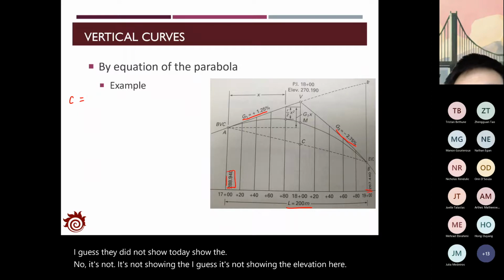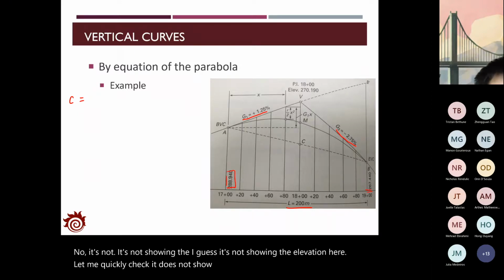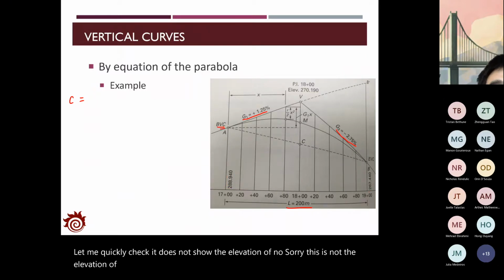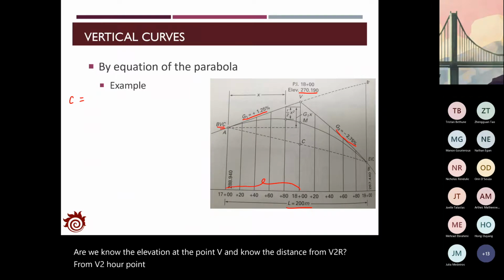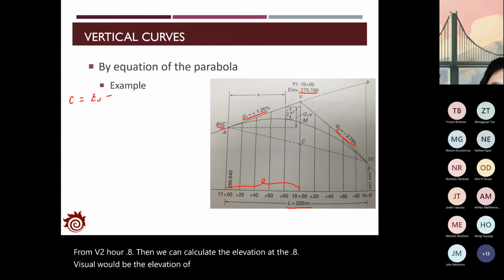Let me quickly check. It does not show the elevation of... no, sorry. This is not the elevation of the point A. We know the elevation at point V, and we know the distance from V to point A. Then we can calculate the elevation at the point A, which would be the elevation of V minus the vertical distance from A to V.